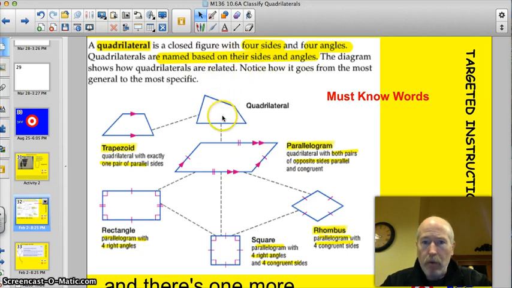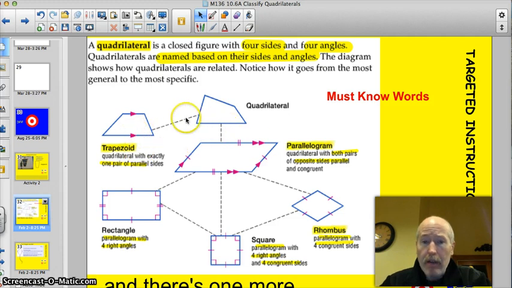Start off with this little one right here. Here's the quadrilateral. It's just a shape with four sides. Here's a quadrilateral with one set of parallel lines, exactly one set, and that is called a trapezoid. Notice that it's exactly one set, because if it's at least one set, then this would be a trapezoid, but it's not. A trapezoid has exactly one set.